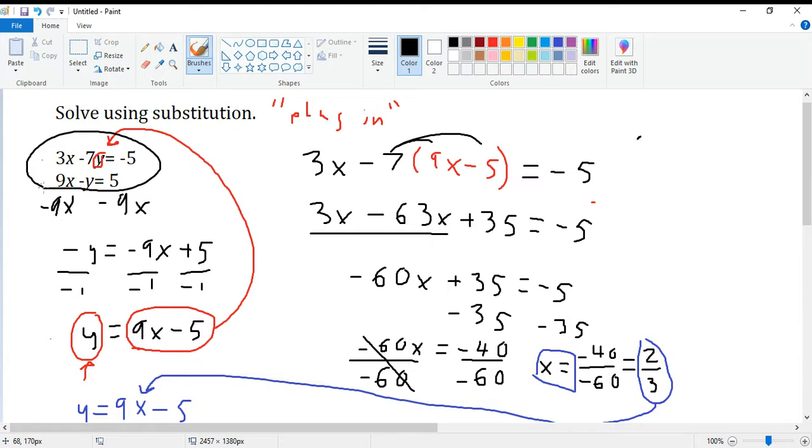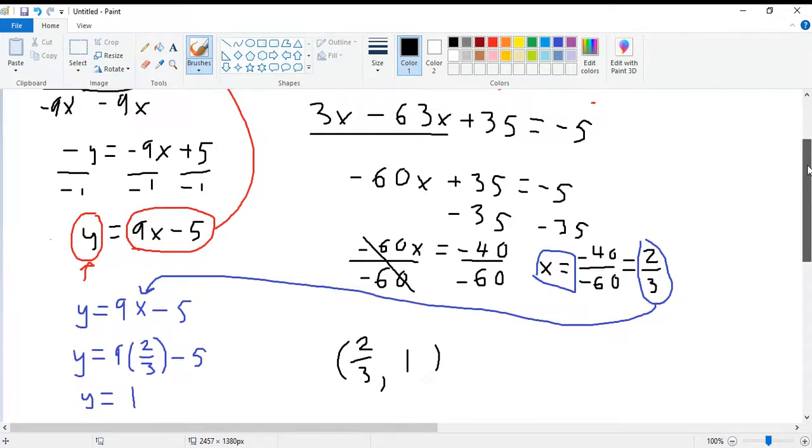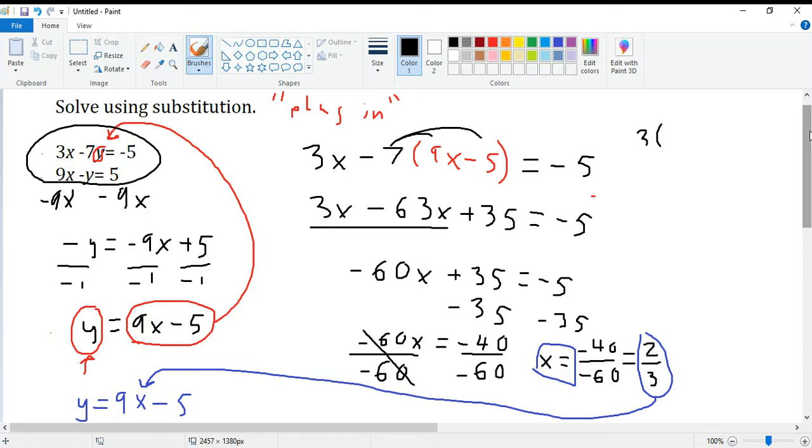To check your answer, we can go back to the original problem and substitute those answers into the original problem. Original problem, we had 3x minus 7y equals -5. So put your x and your y into that first equation. Put the 2/3 in for the x and the 1 in for the y. Type that in your calculator and you do get -5, so that's good.